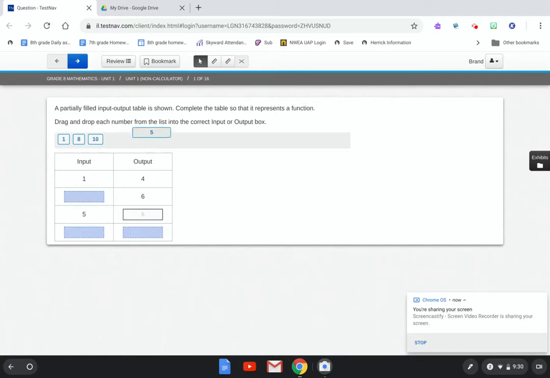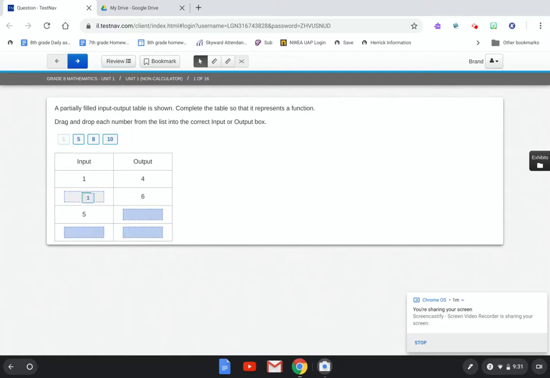So the first question, they gave you 4 numbers that you have to fill into this table. It says a partially filled input-output table is shown. Complete the table so that it represents a function. You're going to drag and drop each number from the list into the correct input-output box. So here's the deal. The definition of a function is that every input has only one output.